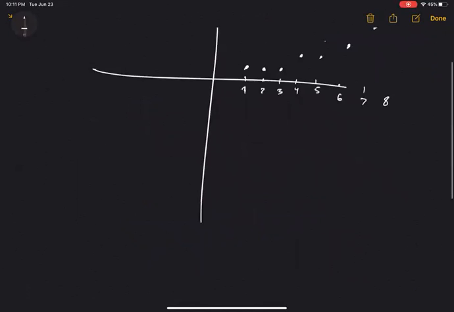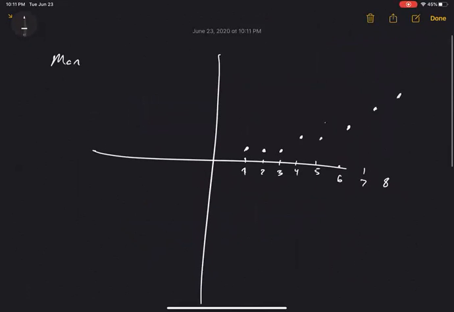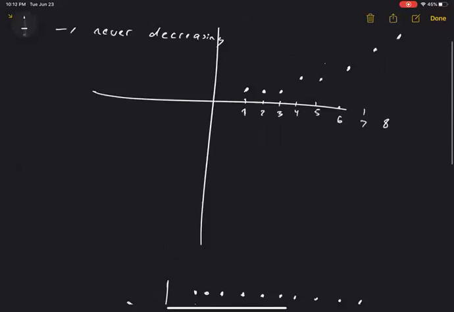So monotonic increasing means never decreasing, never shrinking. But it can be constant. If I have a sequence that's just constant forever, that would still technically be monotonically increasing. Why? Because it's never decreasing. So that would still be monotonically increasing.